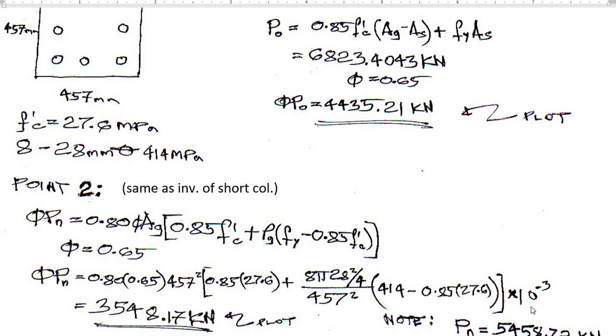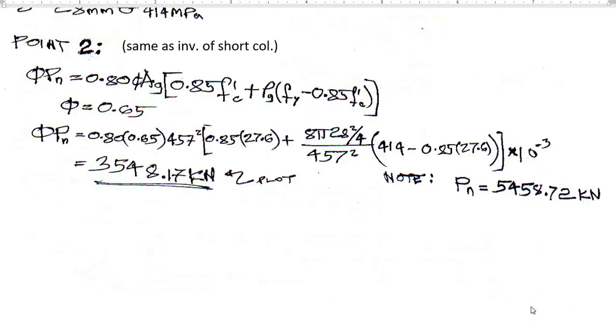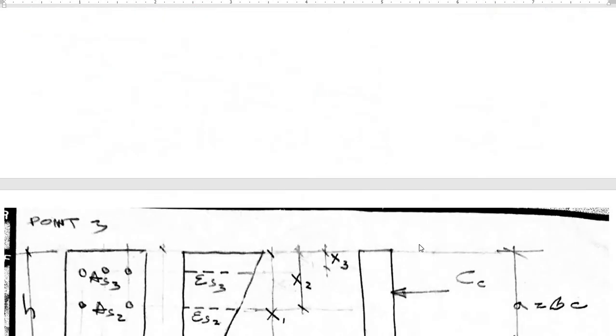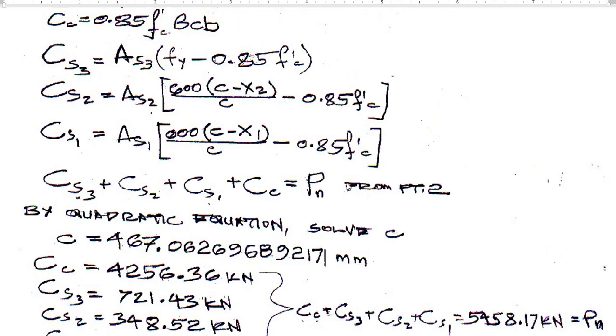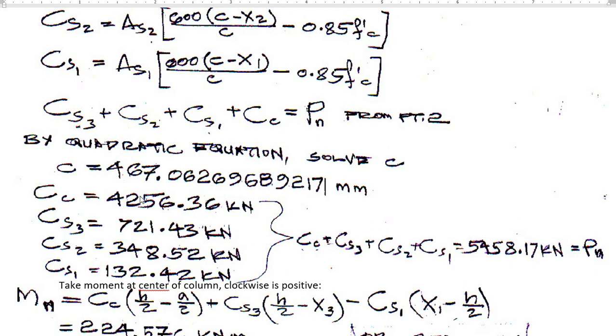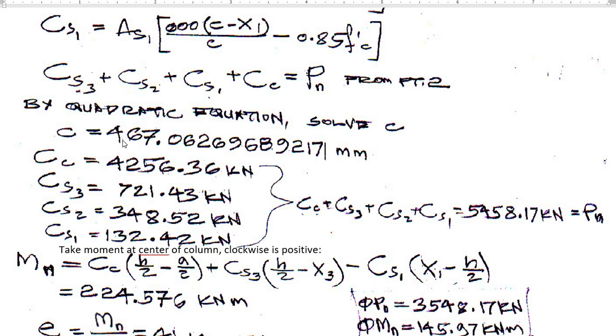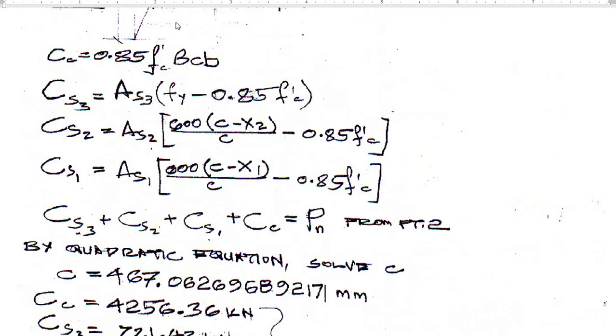Okay? Next. So, you now equate that here. So, ang matitira na lang dyan na unknown is yung small c. So, by quadratic equation or shift solve, okay, you will get a value of 467.06 millimeter. And then you substitute this value of C dito sa mga forces na yan.